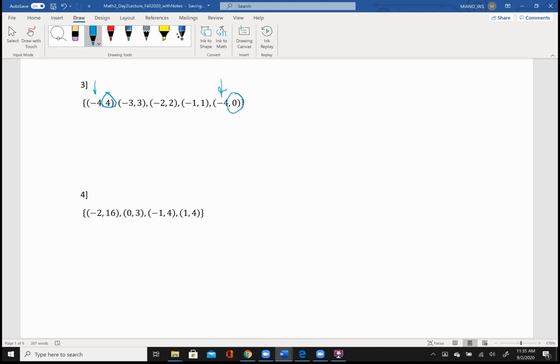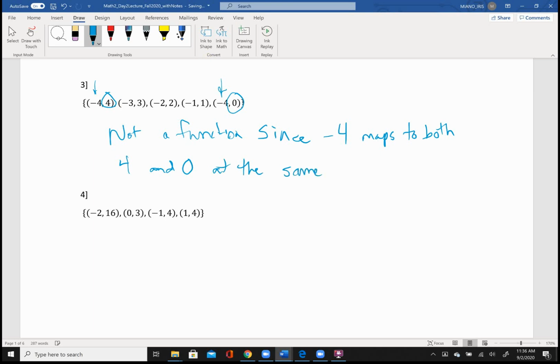So I'll go ahead and circle these outputs and say that this is not a function since -4 maps to both 4 and 0 at the same time. Remember, you can have two separate inputs mapped to the same output. That's kind of like meeting your friend at a coffee place, right?